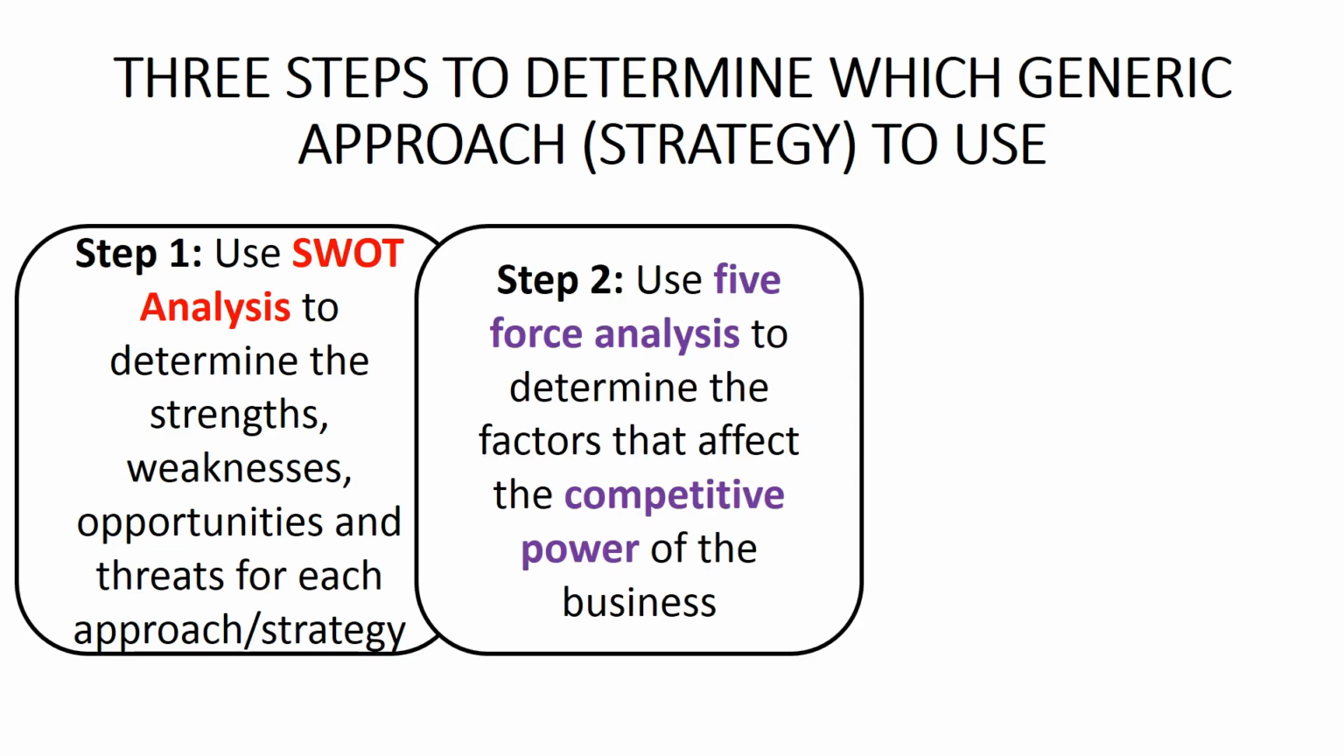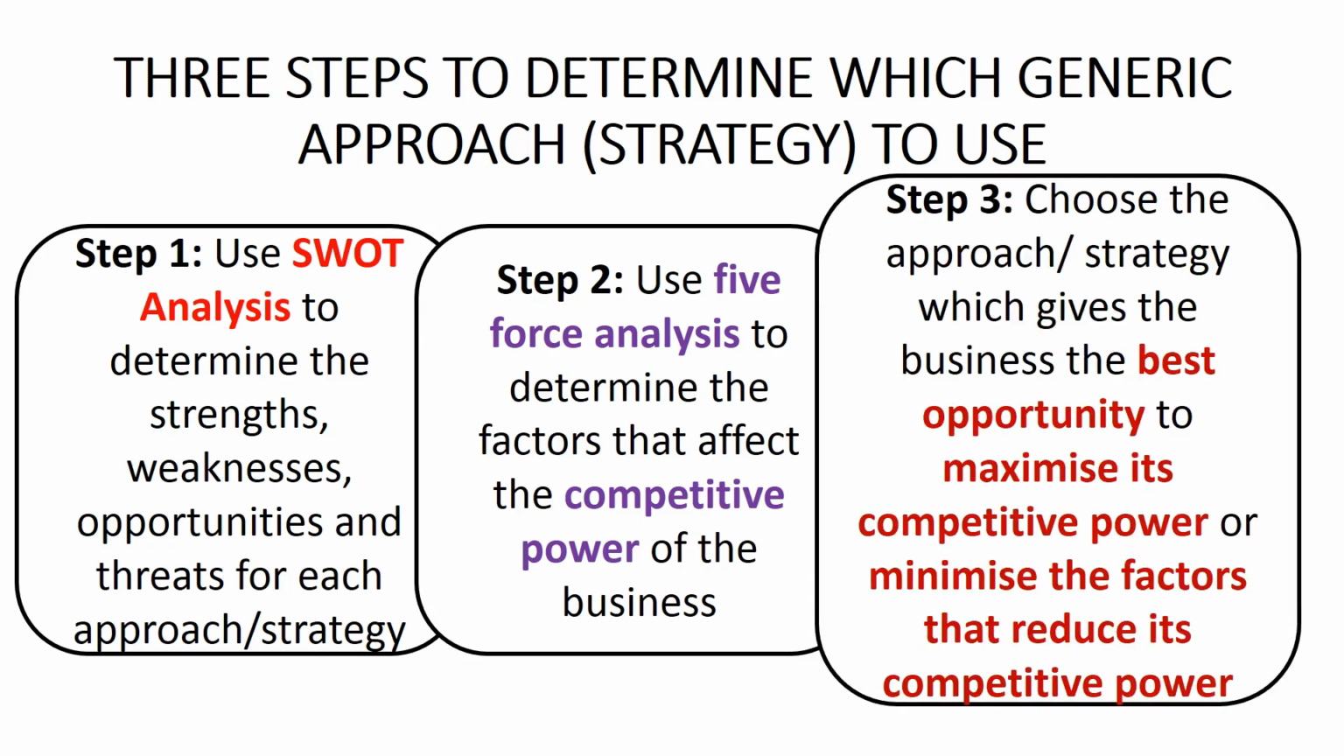The second step is that the business must use the 5-force analysis to determine the factors that affect the competitive power of the business. I'll be explaining this step in more detail later on. And the third step brings steps 1 and 2 together, in the sense that the business must then choose the strategy, that is, one of the 4 strategies, which gives it the best opportunity to either maximise its competitive power or minimise the factors that reduce its competitive power.